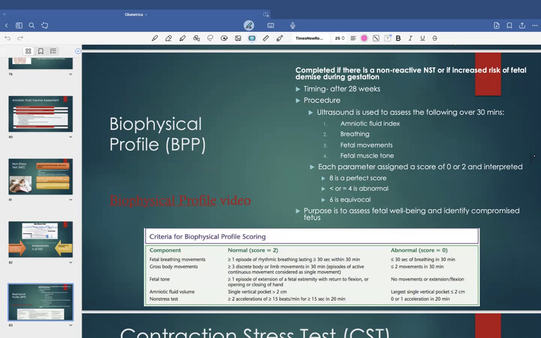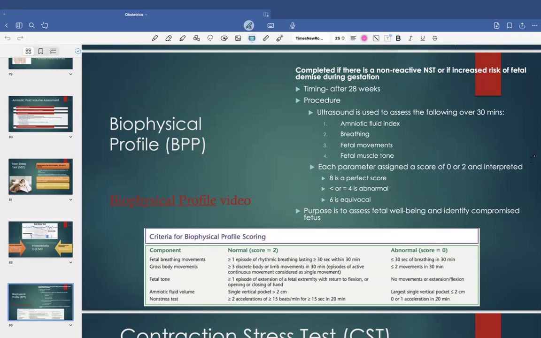Essentially, it is an ultrasound that assesses the following 4 things over a 30-minute time period: amniotic fluid index, breathing, fetal movements, and fetal muscle tone. They're going to assess all 4 of those in 30 minutes.